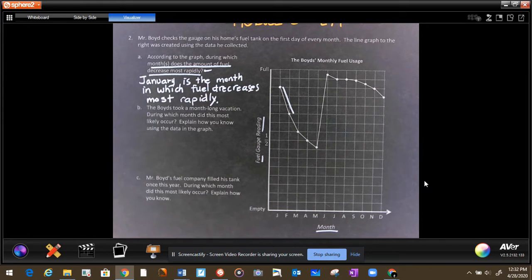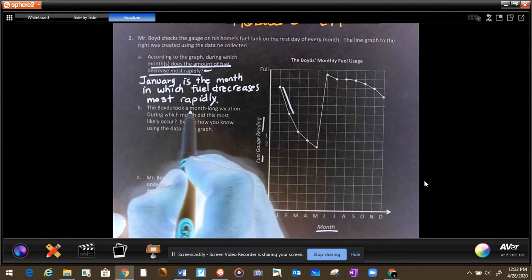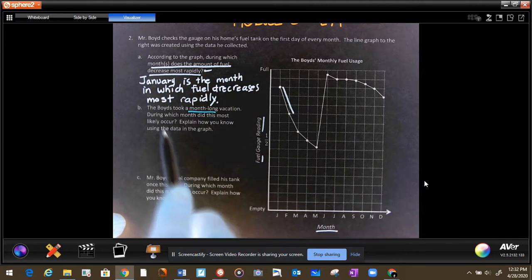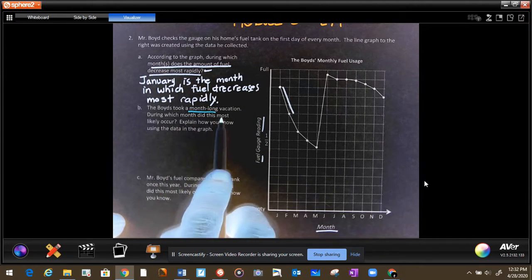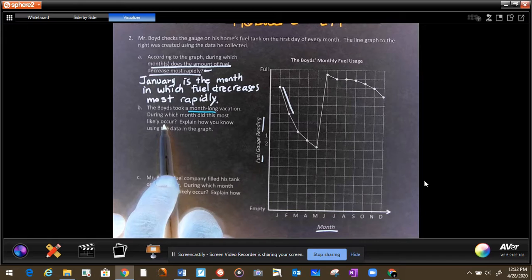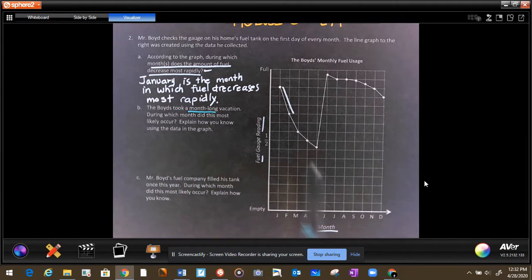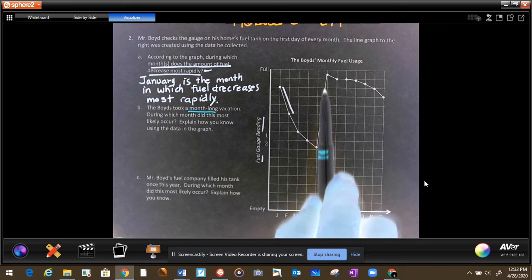Question number 2, which is B. The Boyds took a month-long vacation. So they took a vacation. It's a month long. During which month did this most likely occur? Explain how you know using the data. Okay, so I'm going to analyze the data. They use gas here, they use gas here, they use gas here, they use gas here. They refill the tank over here.